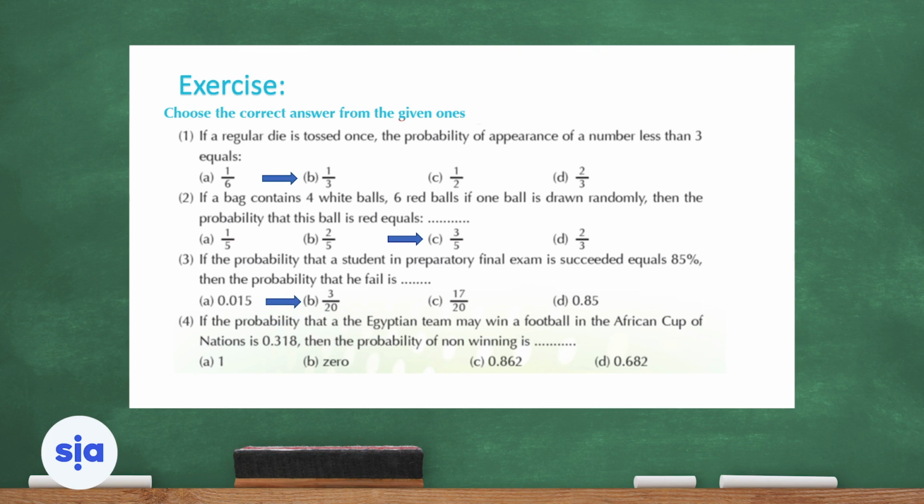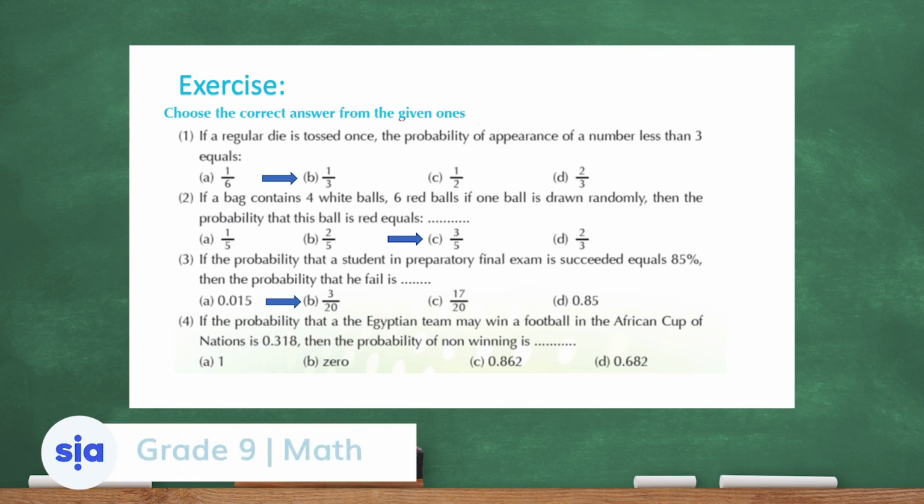Last question. If the probability that the Egyptian team may win a football match in the African Cup of Nations is 0.318, then what is the probability of not winning this match? Probability of winning is 0.318, so not winning means 1 minus 0.318, which is 0.682.